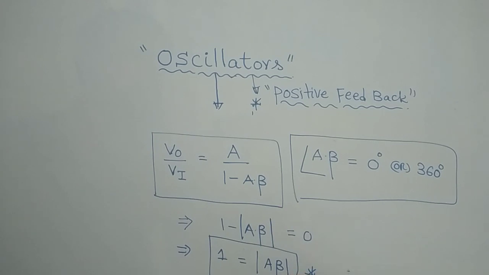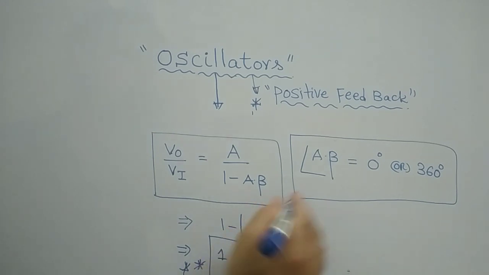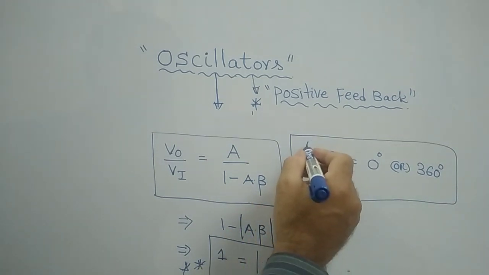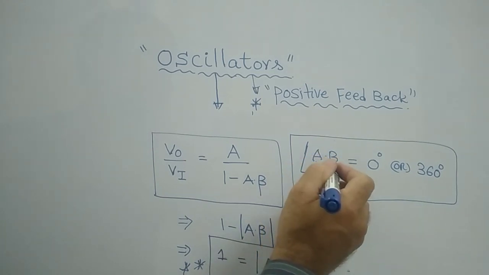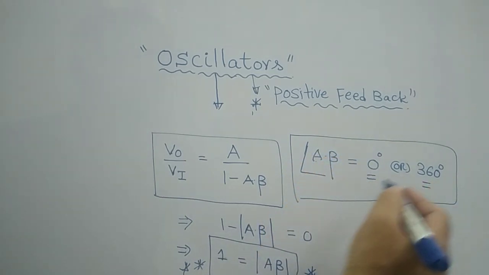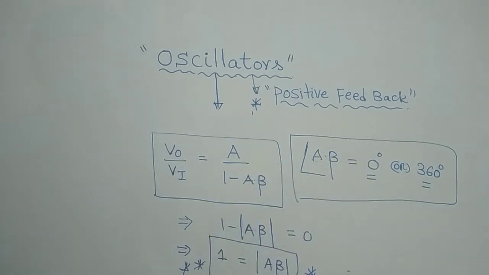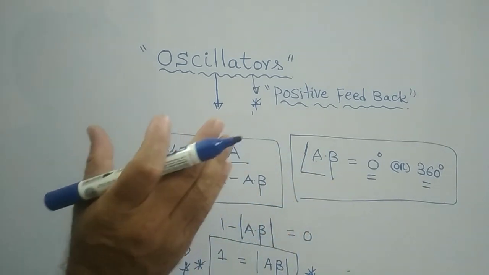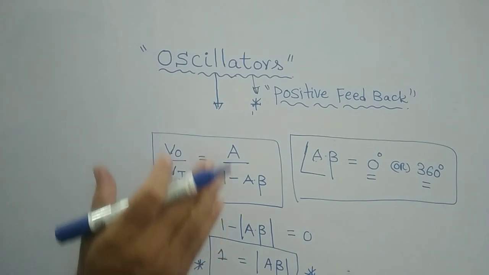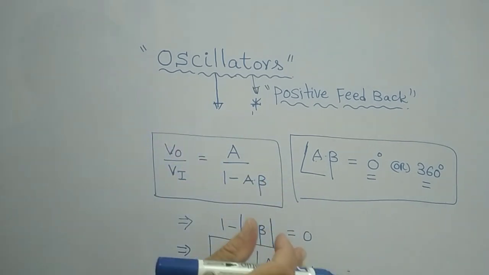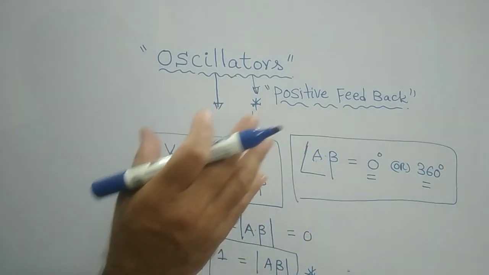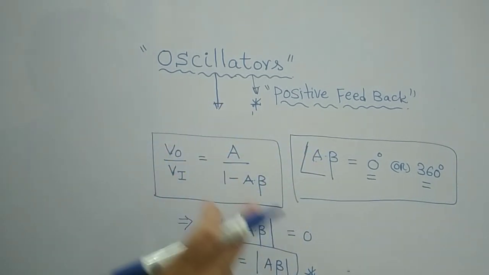So one is the magnitude of A beta must be equal to 1, and the angle of A beta, the angle between A and beta, should be 0 degree, or otherwise 360 degree. These two equations are called the Barkhausen criteria. What is Barkhausen criteria for oscillations? For any oscillator circuit, in order to get the oscillations at its output stage, that oscillator circuit should satisfy the Barkhausen criteria.